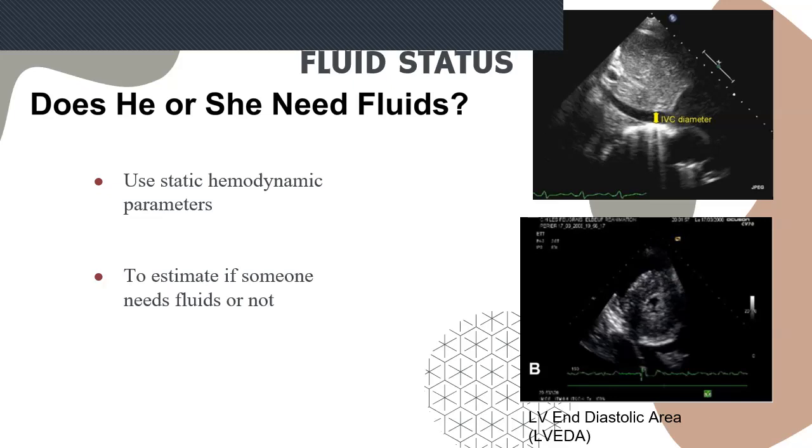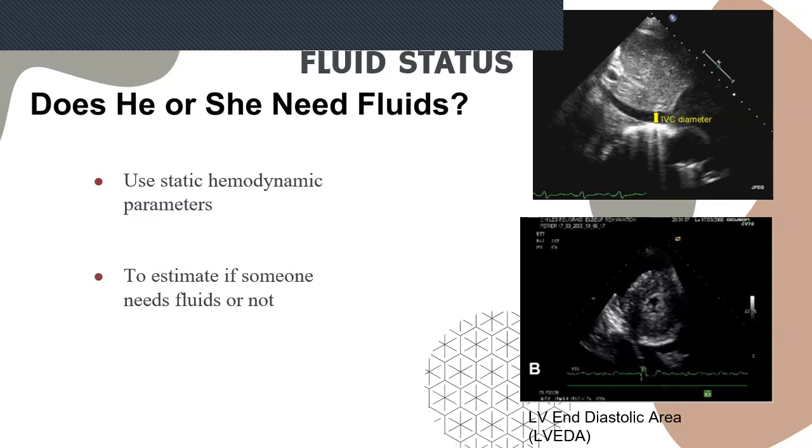It says that your preload is not enough. So if you increase your preload, you might increase your cardiac output. Okay? And if you see a left ventricle end diastolic area that is large, maybe the patient does not need fluids. So it helps in either extreme. But the problem we have is patients who look normal. Can I give fluid? Can I give fluid? Maybe. So what do we look at next?